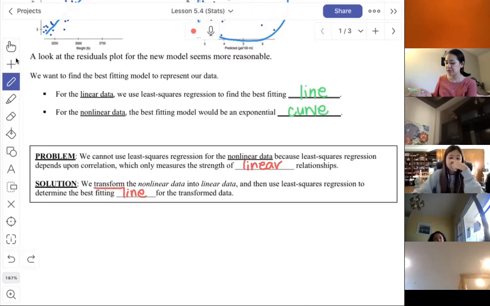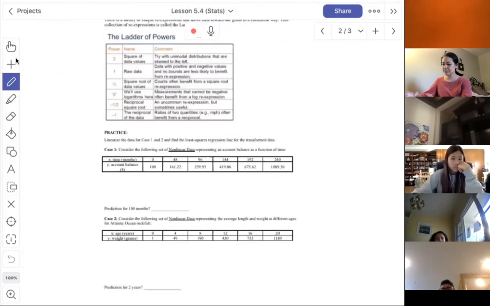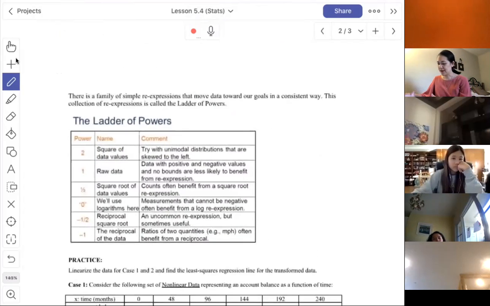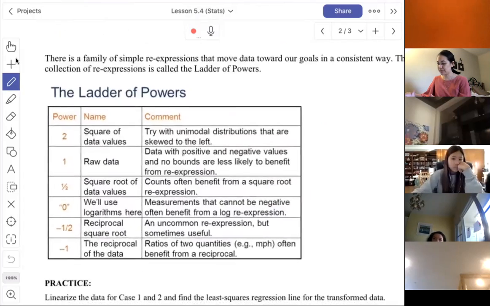You'll see the words transform, and also re-express is another term for it. So that is our goal. Now let me show you how. Flip to the back. All right, so this is the how.